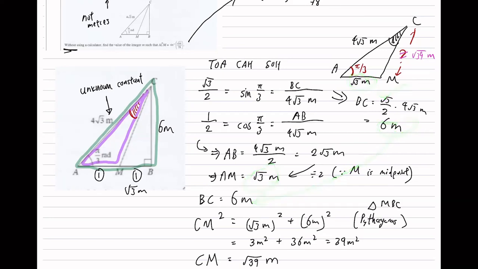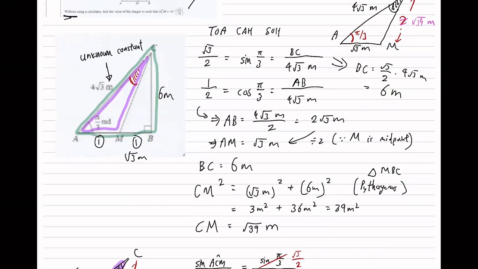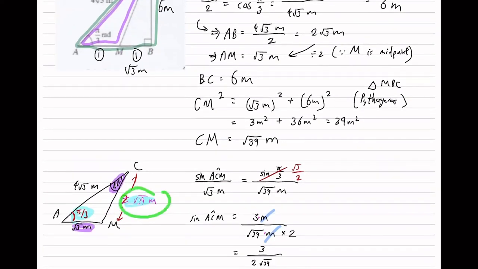CM squared. Why? Because I want to use the sine rule. But why square here? Pythagoras' theorem on triangle MBC. Focus on triangle MBC. 6m here, root 3m here. I don't know what that length is, so I can use CM squared equal to root 3m bracket squared plus 6m bracket squared. Square, you get 3m squared. Square, you get 36m squared. 36 plus 3 is 39m squared. Take the square root, you get square root 39 times square root m squared, which is just m. You got CM already.